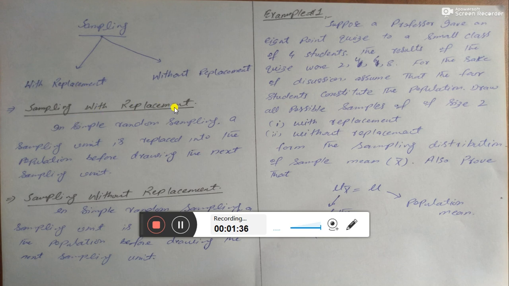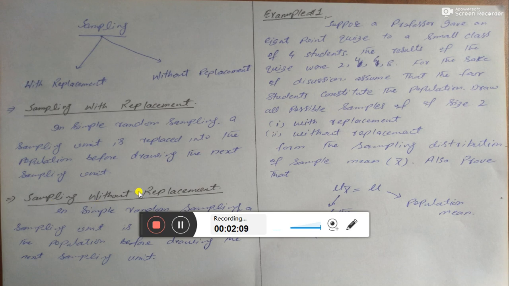What is sampling with replacement? In simple random sampling, a sampling unit is replaced into the population before drawing the next sampling unit. It is a sampling technique in which, if I select a sampling unit from the population to be included in my sample, that unit is returned back into the population before selecting the next unit for my sample, right?